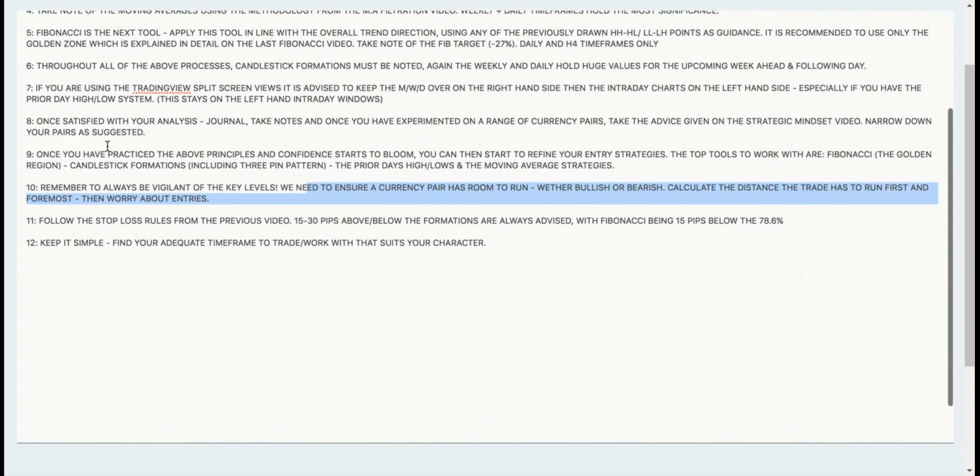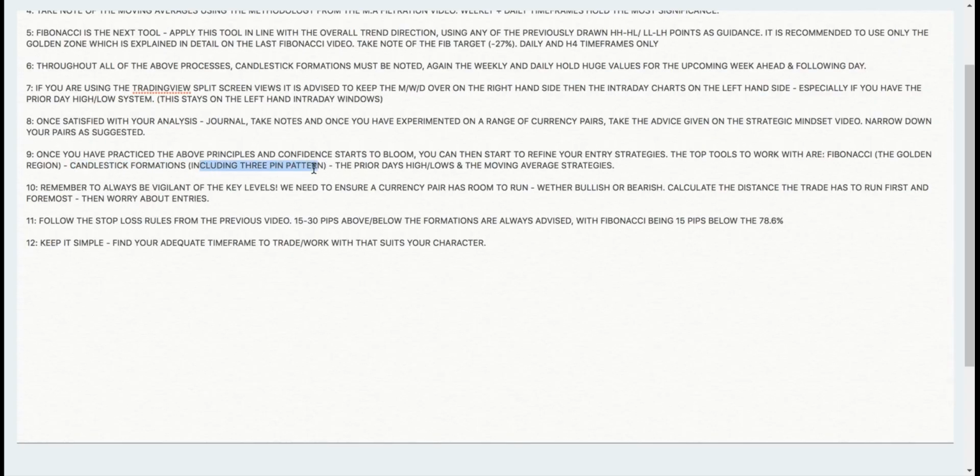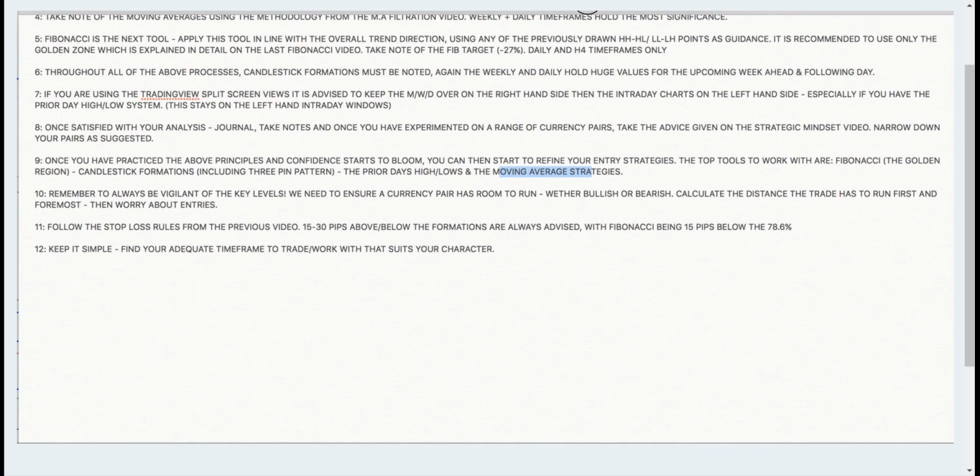Okay, so once you have practiced the above principles and confidence starts to bloom, you can then start to refine your entry strategies. The top tools to work with are Fibonacci, golden region, candlestick formations, including a 3-pin pattern, previous day's highs and lows, and the moving averages strategies. So you have like 1, 2, 3, 4, but you can combine all of them together. And it's only with practice you guys are going to be able to do that.